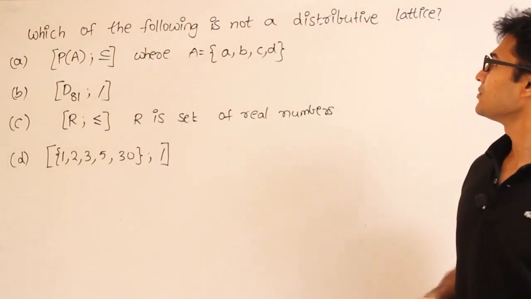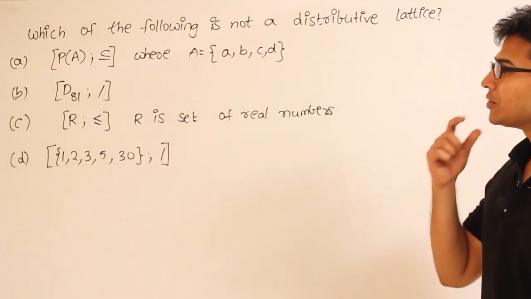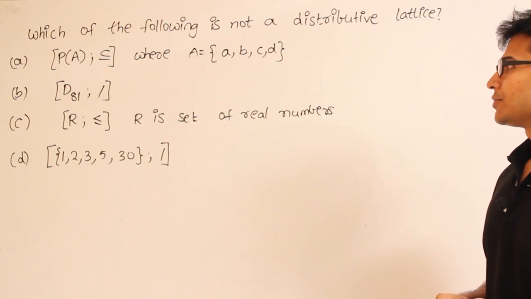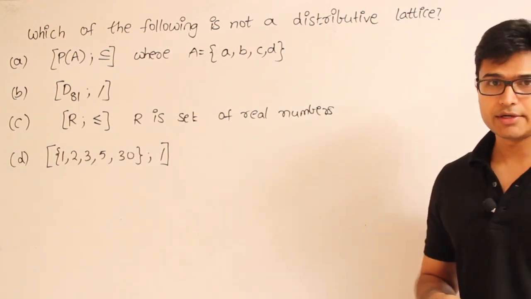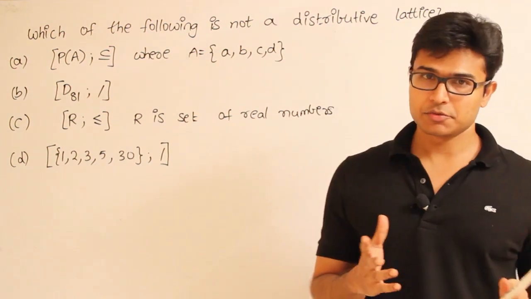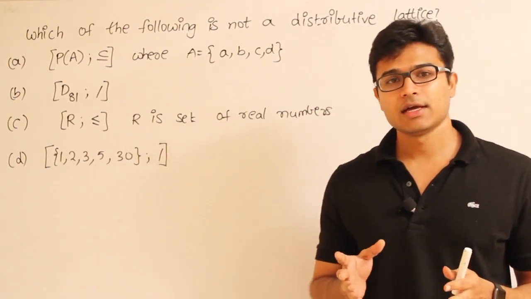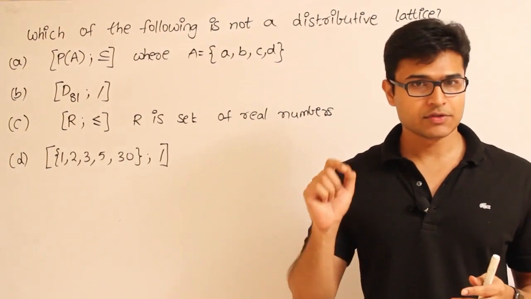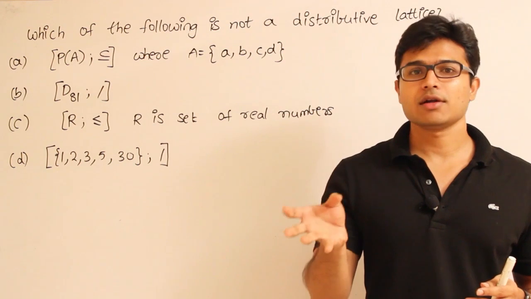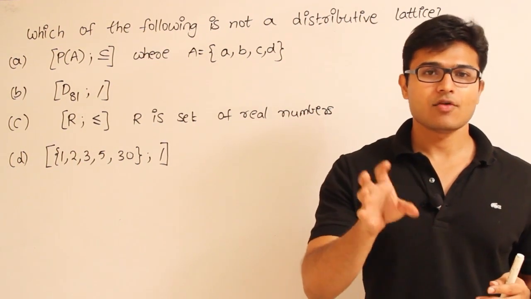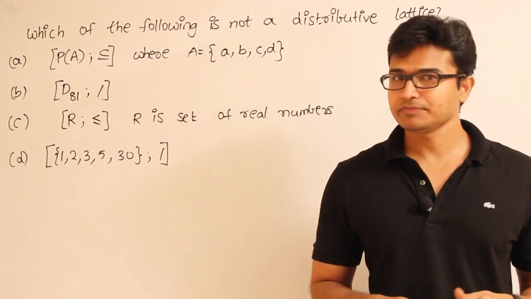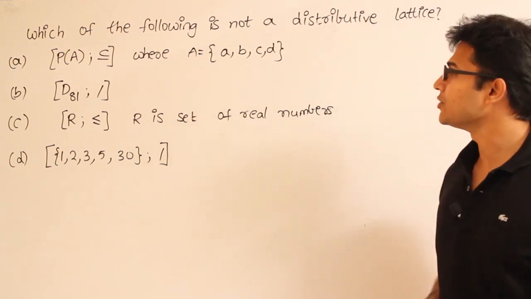Now let's see this question. Which of the following is not a distributive lattice? The question is about distributive lattices, and we already know that to test whether a lattice is distributive or not, you have to test whether the structures L1 star and L2 star are not sublattices of the given lattice. Using that rule we can continue.